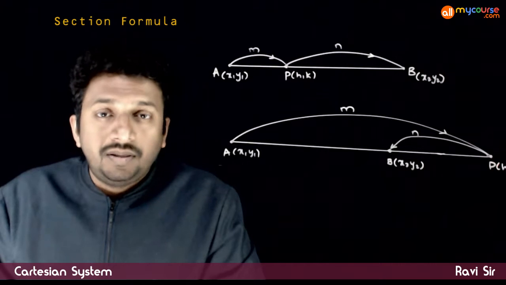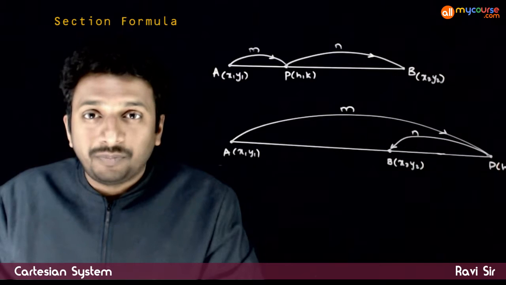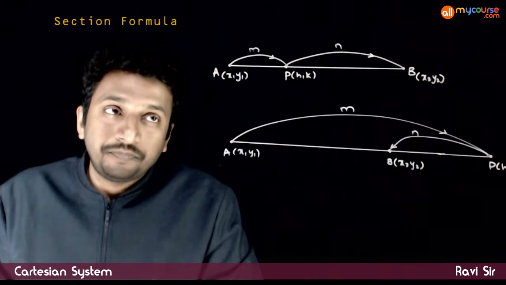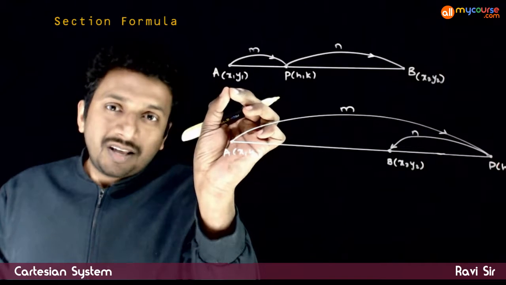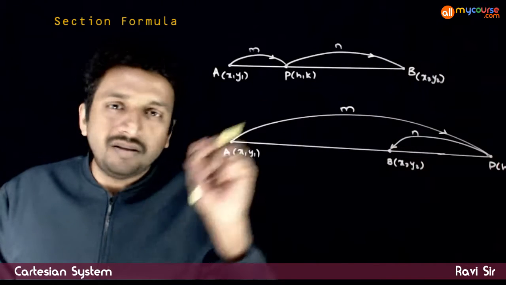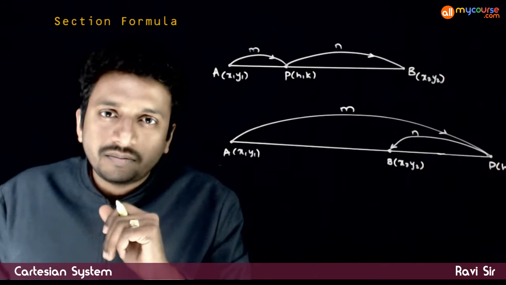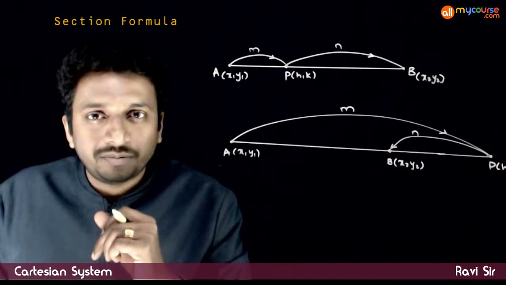Welcome students. In this video, let us look at the topic of section formula. So now what do we deal in this topic? Assume that you have 2 points A and B. A is the point (x1, y1), B is the point (x2, y2). So let us join them, and you get the line segment from (x1, y1) to (x2, y2).